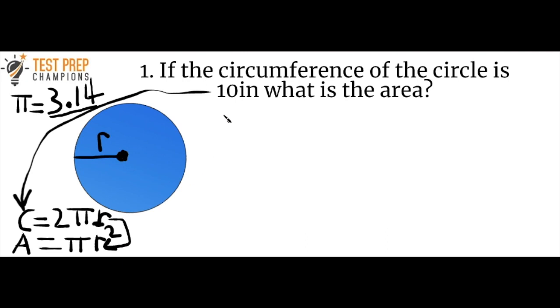Here's how you would do it. Again, 10 is going to replace C. So we've got 10 equals 2 pi r. The goal here is to get this r by itself on one side of our equation. We want to solve this equation for r. What we see here is 10 equals 2 times pi times r.